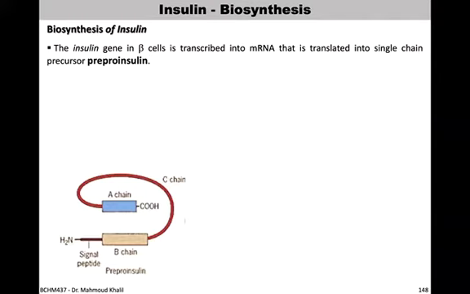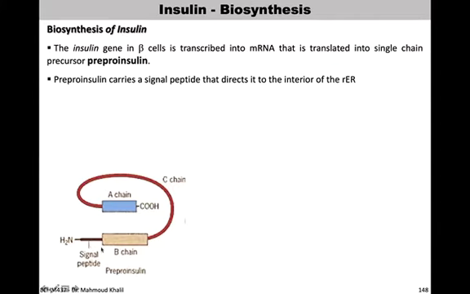Actually, the insulin gene in beta cells is transcribed into messenger RNA that is translated into a single chain called pre-proinsulin. You can see the pre-proinsulin has this A chain and this B chain, connected together by a C chain, and the whole polypeptide has a signal peptide, which is very important in the trafficking of this precursor hormone. We'll see later. So the pre-proinsulin carries a signal peptide that directs it to the rough endoplasmic reticulum.